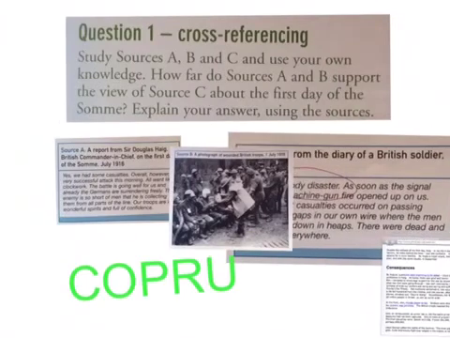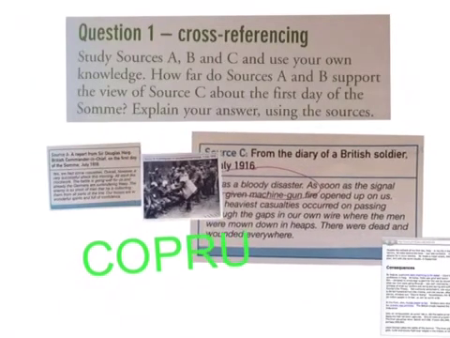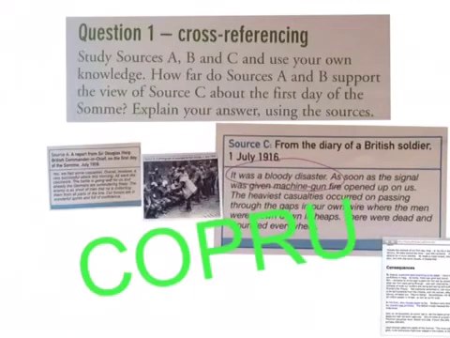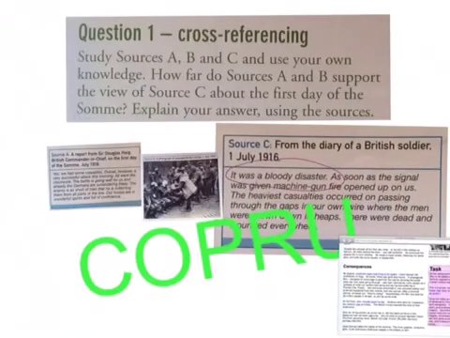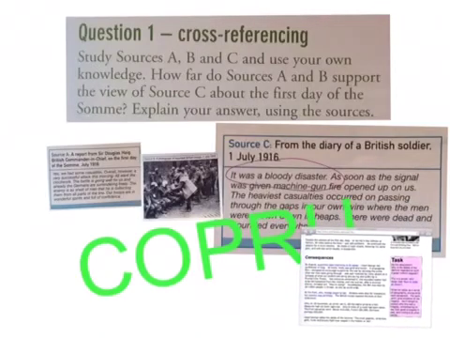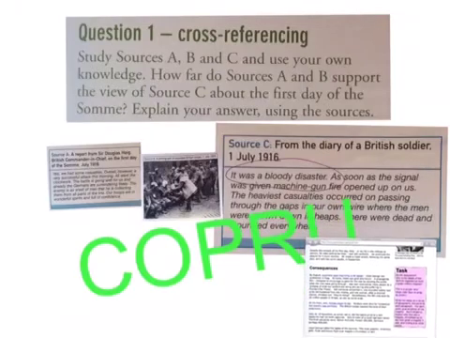So, overall then, how far do sources A and B support the view of source C? Alright, the acronym is the way to think about this, always, for every question on this paper. Source C is what you're basing everything on, but you have to also use your own knowledge as well. Pick out details from source A and source B that agree and disagree with source C. Use your own knowledge. You must use your own knowledge. You have to. It's imperative. And come to a conclusion.